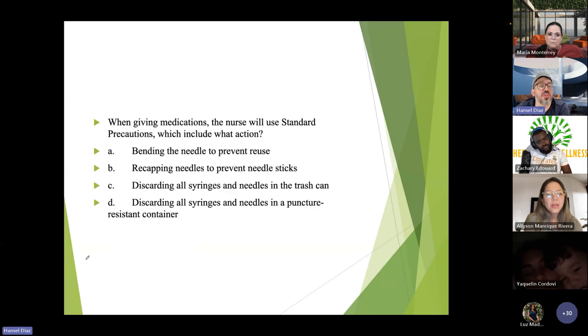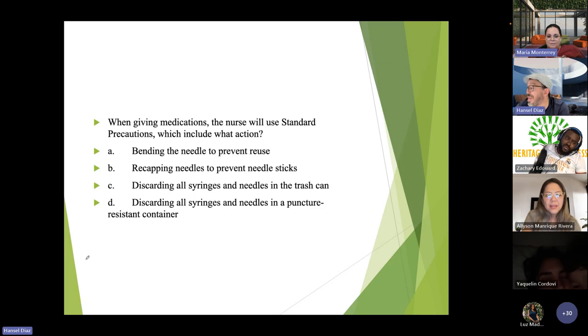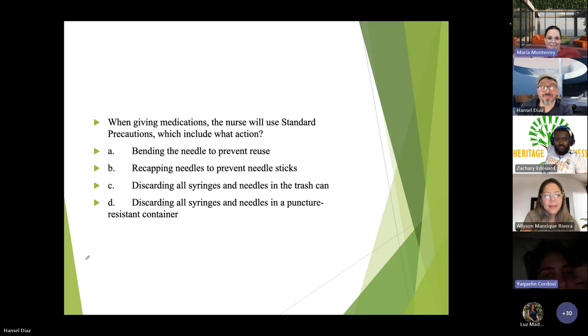When giving medications, the nurse will use standard precautions. That would include what action? Standard precautions with needles. D. Not in the trash can. In the puncture resistant container. You do it in the container. If you put it in the trash can, a guy that doesn't know anything about nursing or medicine is going to come and pick it up and pinch himself. I was reading fast. Yeah.